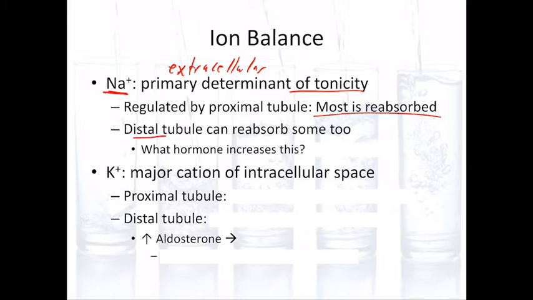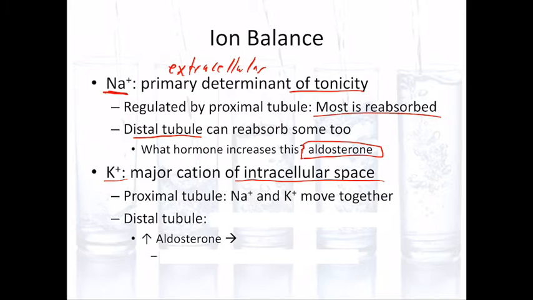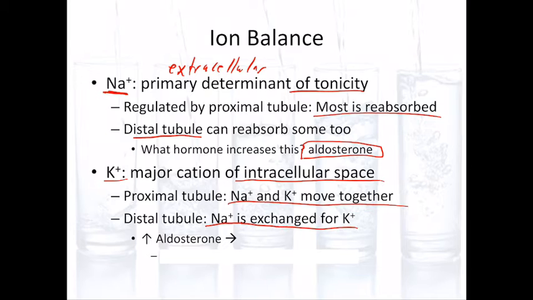The distal tubule can fine-tune the amount that gets reabsorbed, and aldosterone is key for causing more of this to happen. The major cation of the intracellular space is potassium. In the proximal tubule, the sodium and potassium come back together, and then in the distal tubule they go in opposite directions. Sodium comes in and potassium goes out in levels of high aldosterone, and that's what we see here.